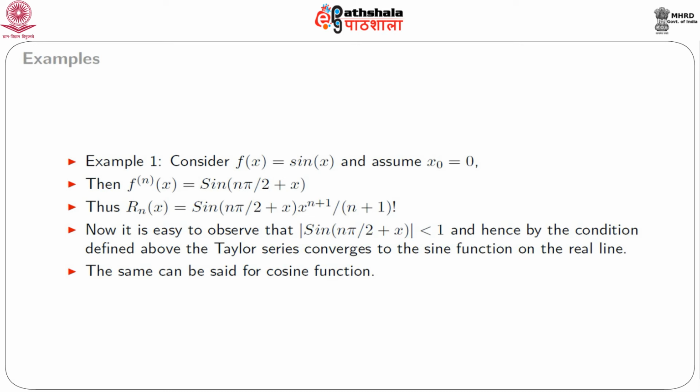we find by the condition just discussed earlier that the Taylor series converges to the sine function on the real line. The same can be said for the cosine function, as the nth order derivatives of cosine functions are also uniformly bounded by unity.